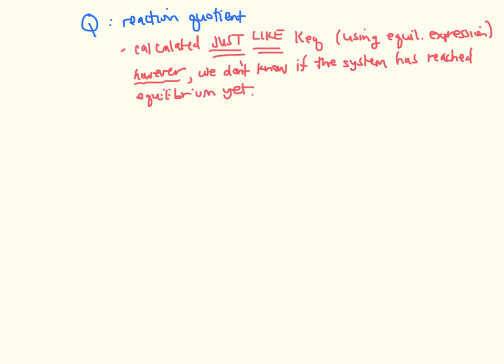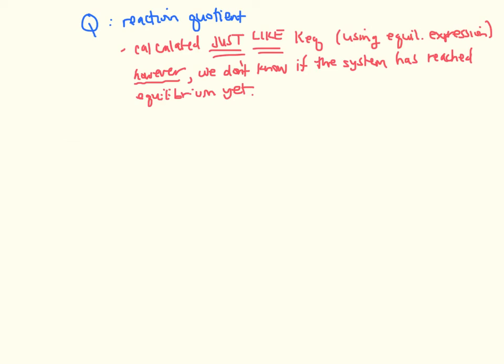And finally, let's talk about what this Q thing is. So Q is similar to Keq. It's called the reaction quotient. The difference between Q and Keq is that Q is when we're not sure if we're at equilibrium, and Keq is when we know we're at equilibrium. So you calculate Q exactly like you would calculate Keq. You write an equilibrium expression, and then you plug your concentrations into it and you solve.